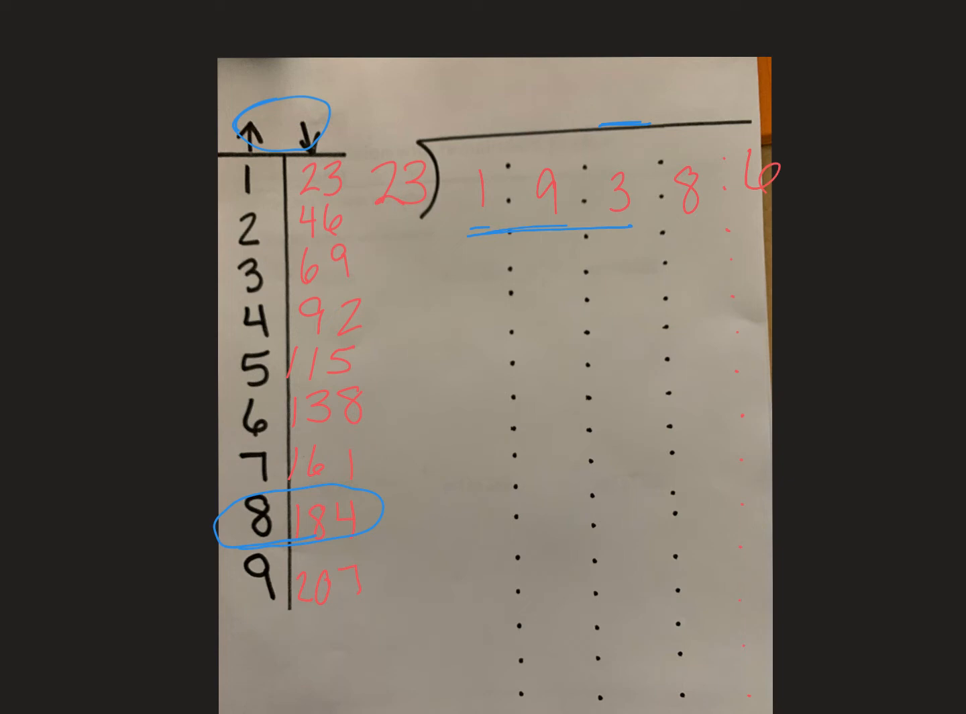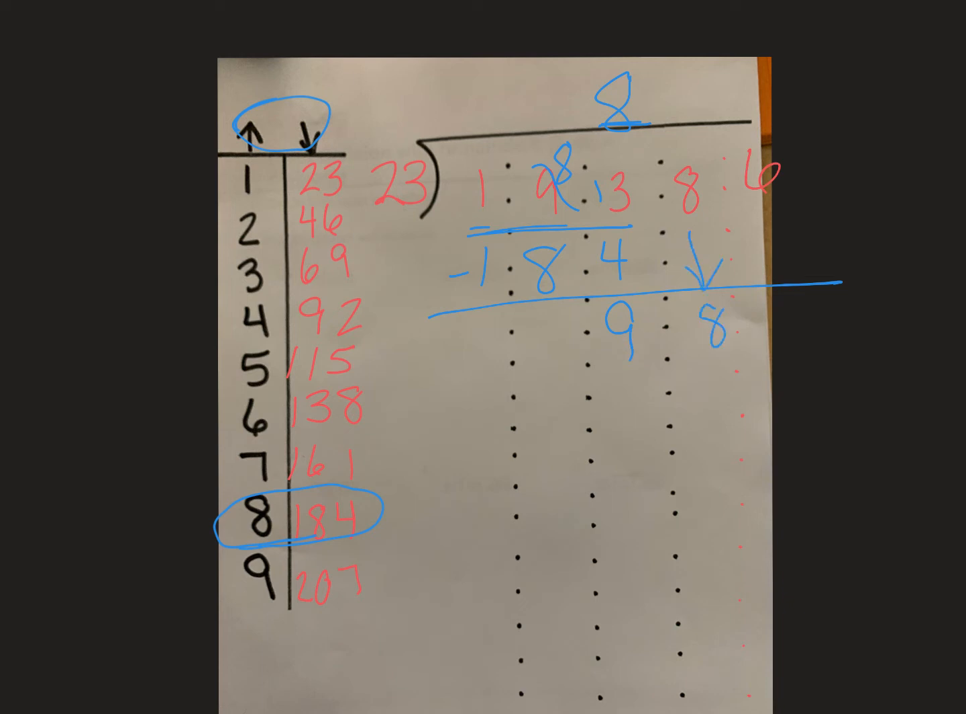So I cannot go over 193. So they're going to write down below 184. And up goes the 8. And so now they're going to subtract and regroup. So there's 9 left over. Then they're going to bring down the next number.